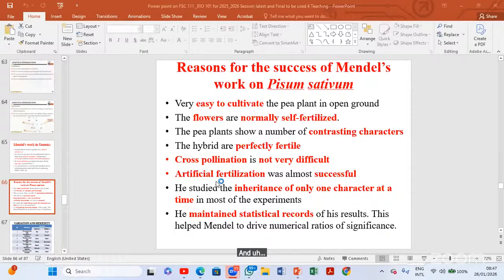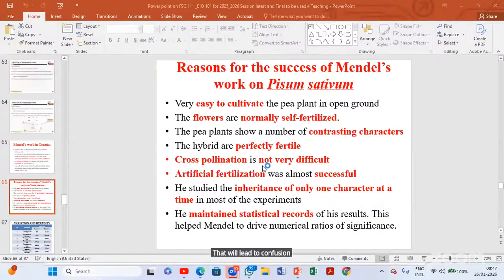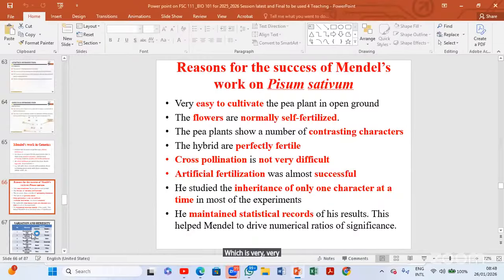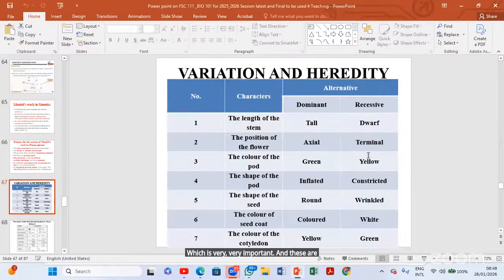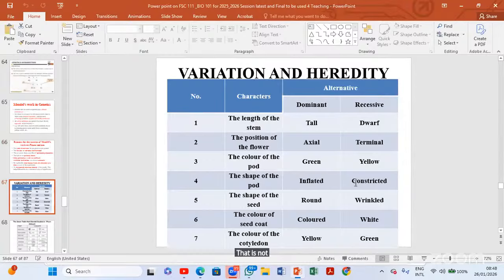Mendel did not compound the problem by wanting to study the inheritance of all the 7 characters at a time. That will lead to confusion. So what he was doing is monitoring the inheritance of one character at a time. And while he was doing this, he was maintaining statistical records. He was recording his observations, which is very, very important. And these are the 7 pairs of contrasting characters that he noticed on the Pisum plant.